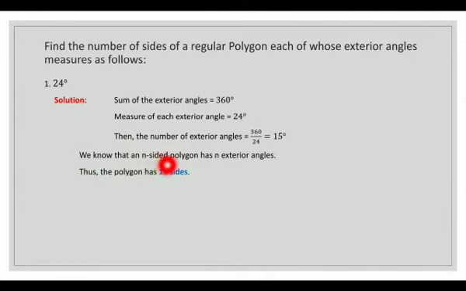We know that an n-sided polygon has n exterior angles. Thus the polygon has how many sides? 15 sides.